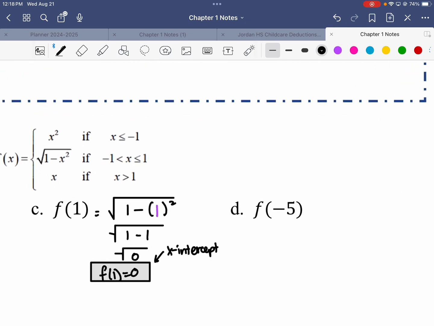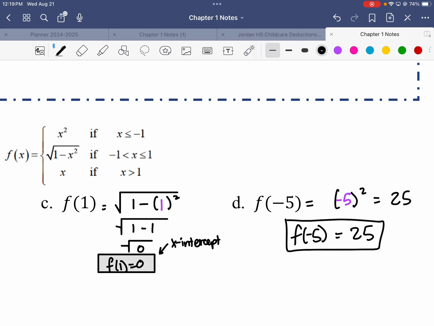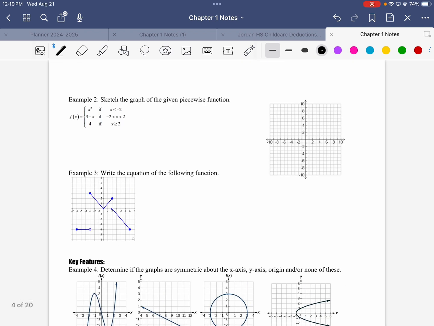Okay, how about f of -5? What do we plug that one into? The top one. So all we have to do is -5 squared. What is -5 squared? 25. So f of -5 equals 25. Okay? All right.